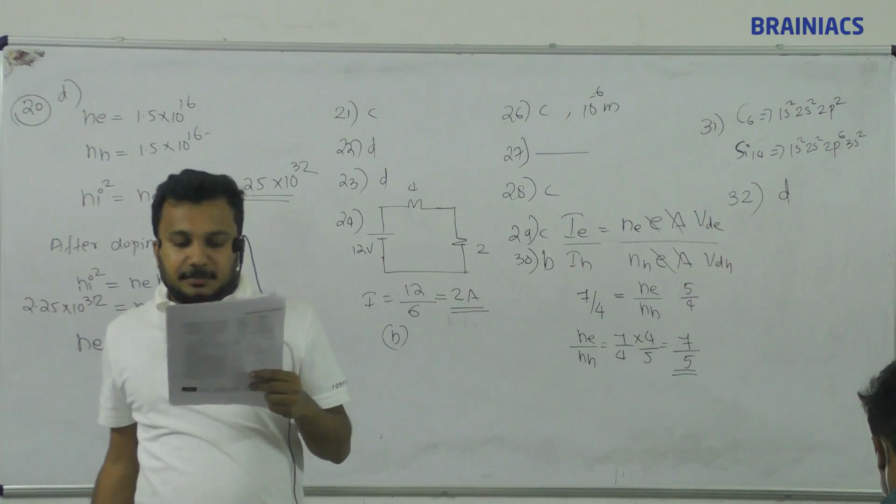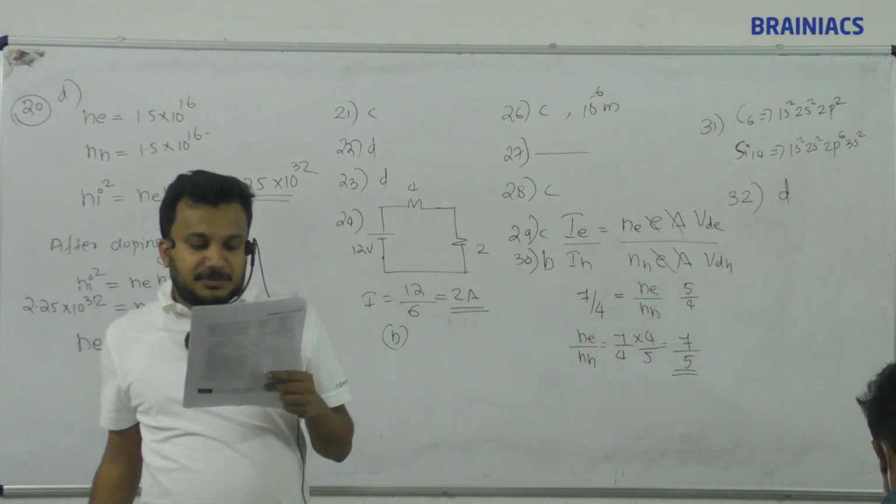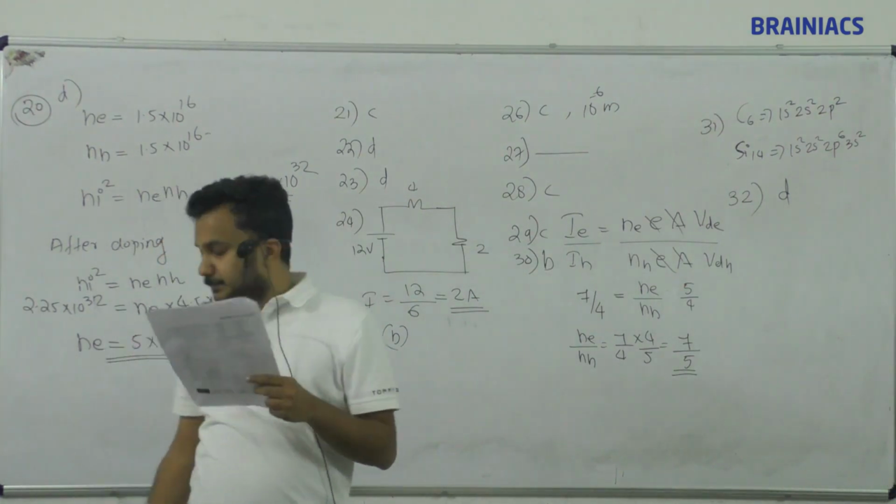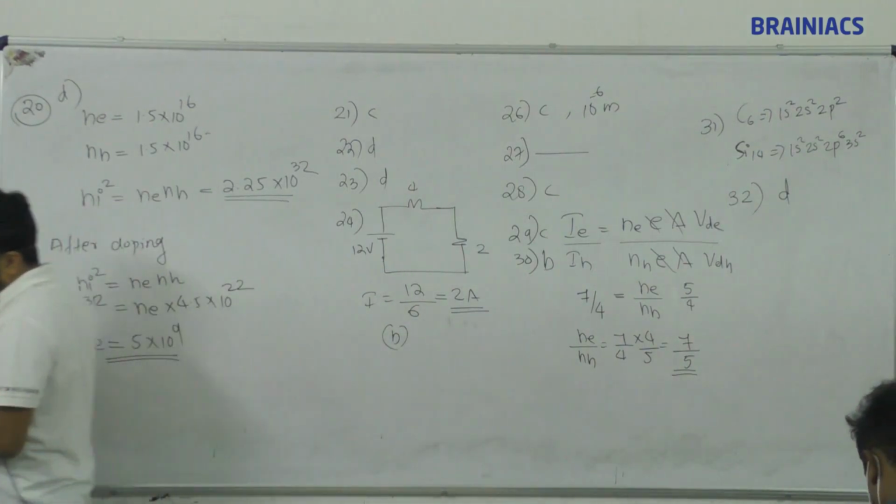An oscillator is nothing but an amplifier with positive feedback. 33 is A. 34, answer it.